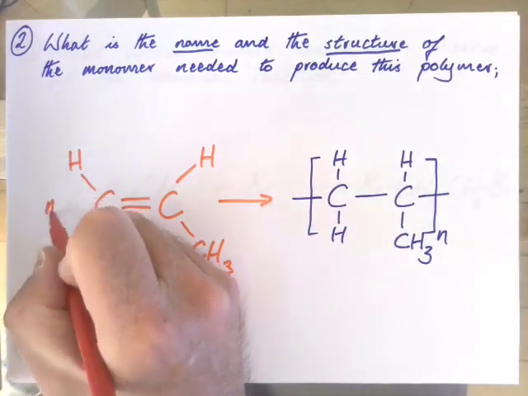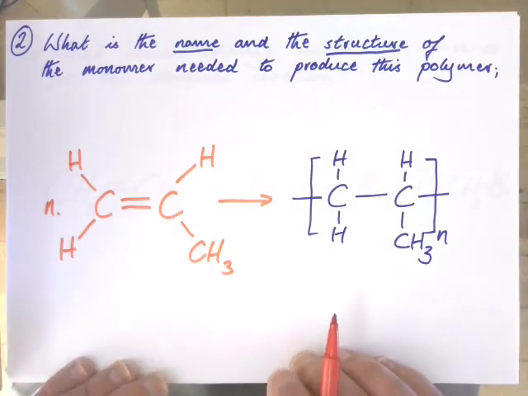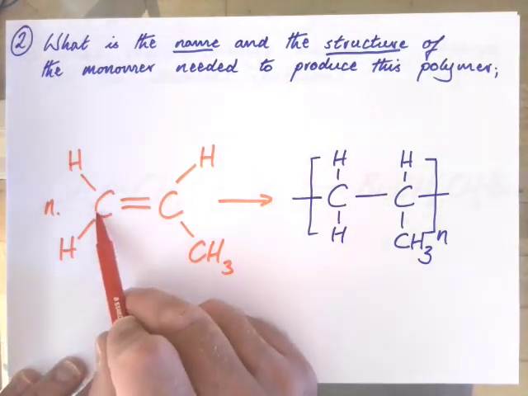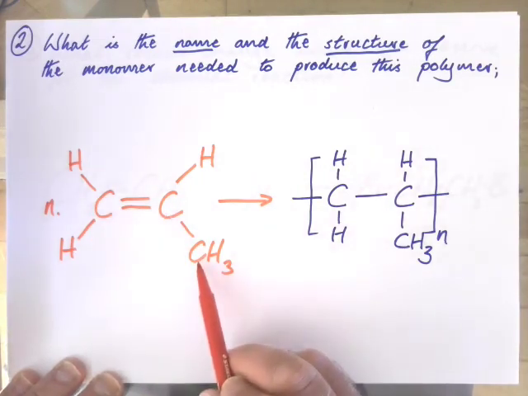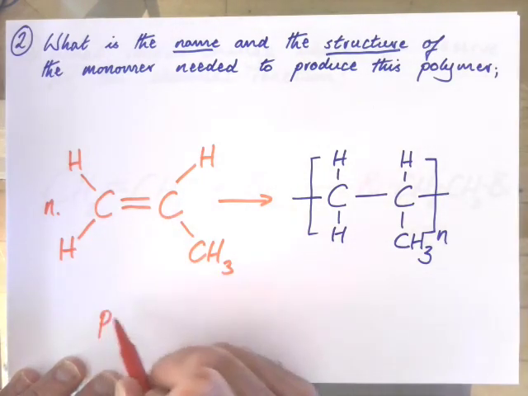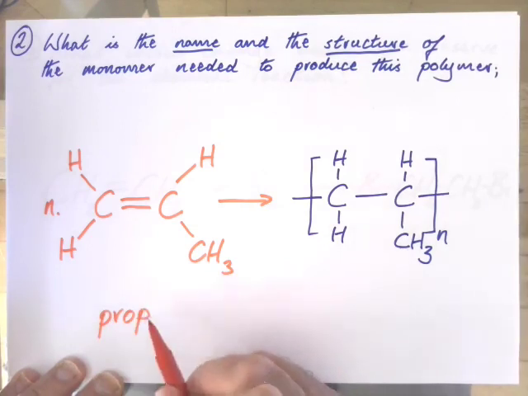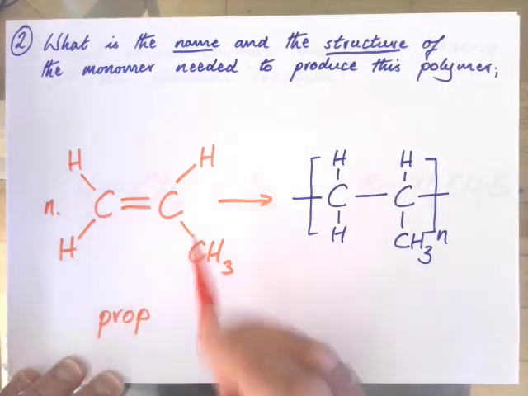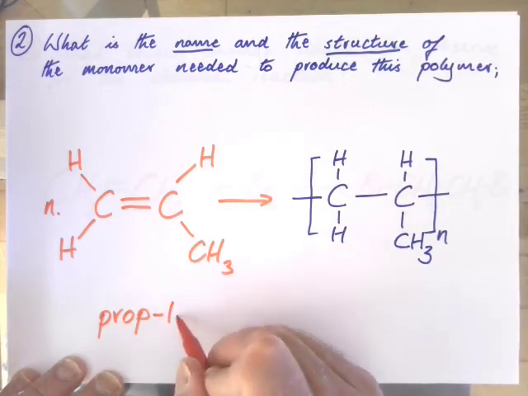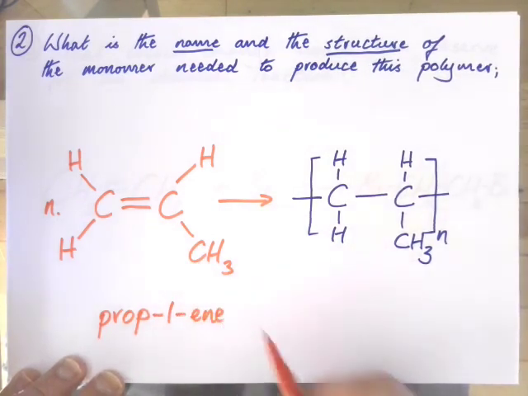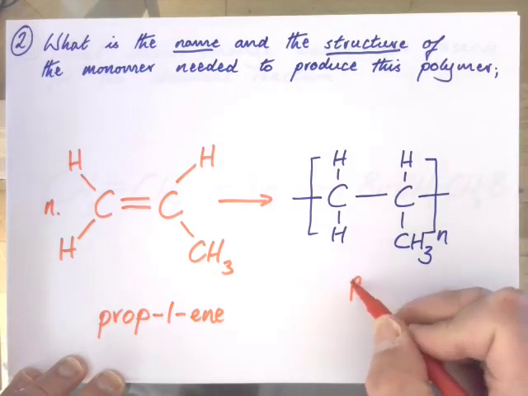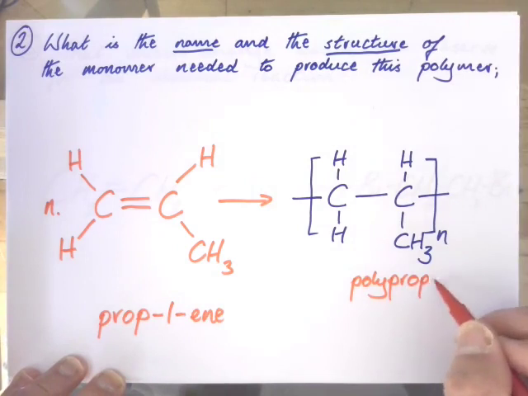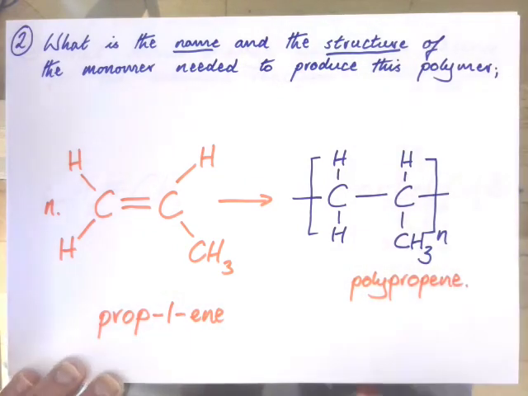So we'd have n numbers of these to give us that particular polymer. So the structure, there it is. What's its name? Well, meth, eth, prop. So it's prop. And the double bond, if we start counting on this end, is carbon atom number 1. So it'd be prop-1-ene. And if you were interested, this polymer is polypropene. It can be used for making ropes and that sort of thing.